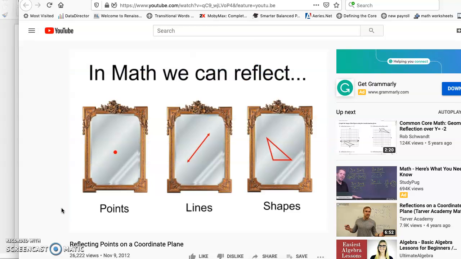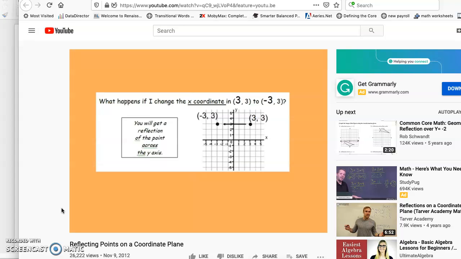Now in math, we can reflect points, we can reflect lines, we can reflect shapes, and we do this on a coordinate plane. So let's take a look at this. What would happen if I took the ordered pair 3, 3, and I changed the x-coordinate? Now remember, the first coordinate is your x-coordinate. So what would happen if I changed it from 3 to -3?